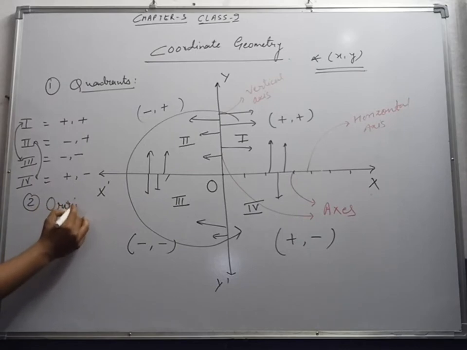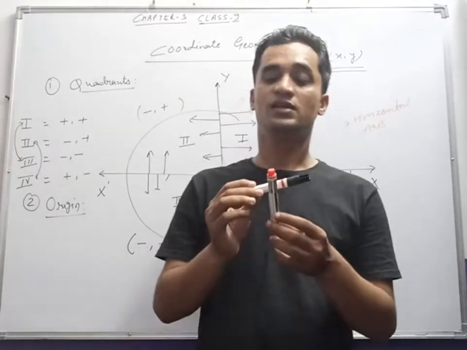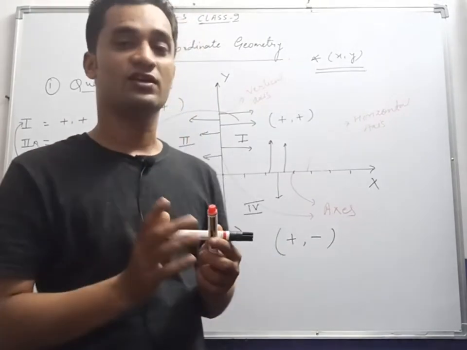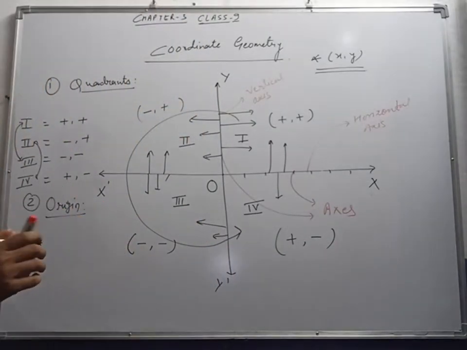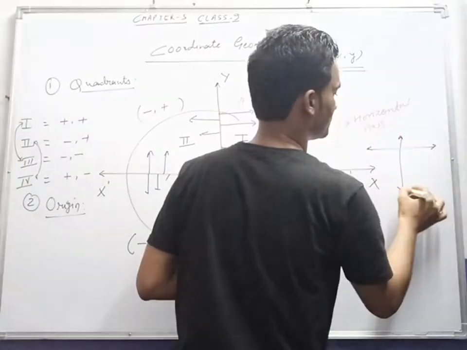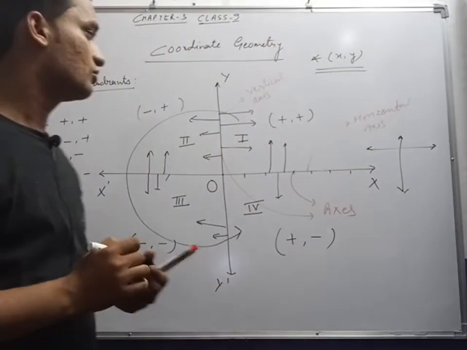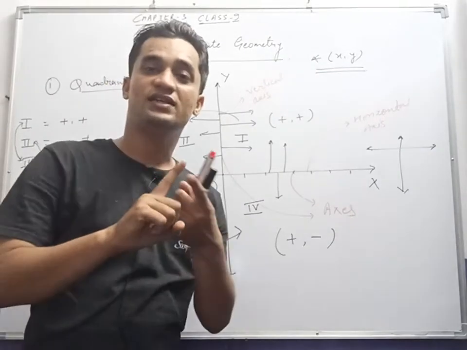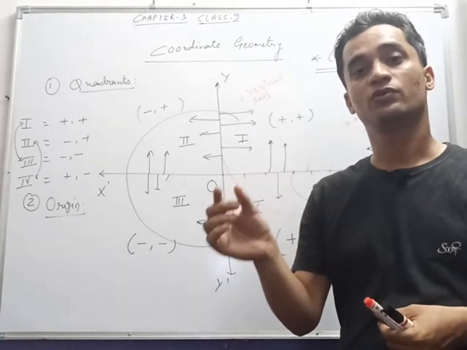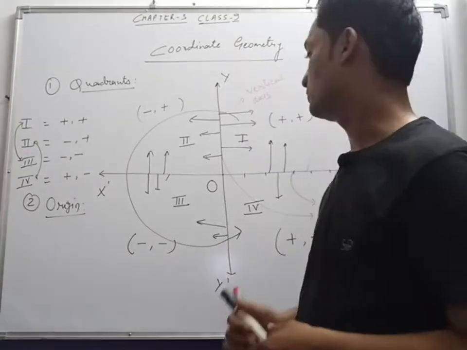Second point is origin. What is origin? Listen carefully. When two axes divide the plane, we cannot say they are bisecting each other, because sometimes you may get axes like this, or like this. This is also correct. When two axes intersect each other, the intersection point of those axes must be known as origin.